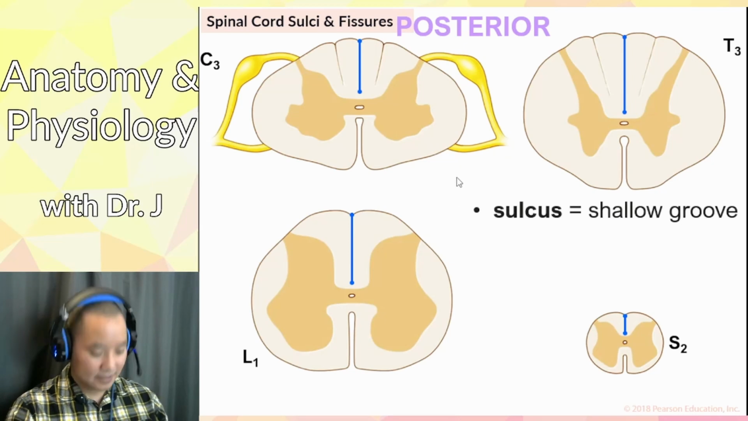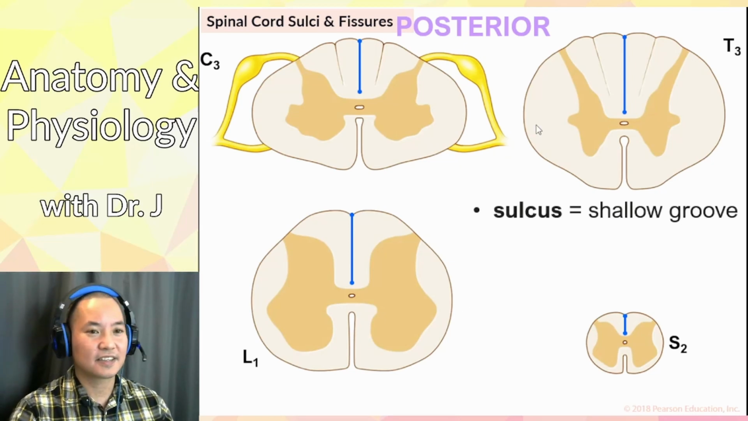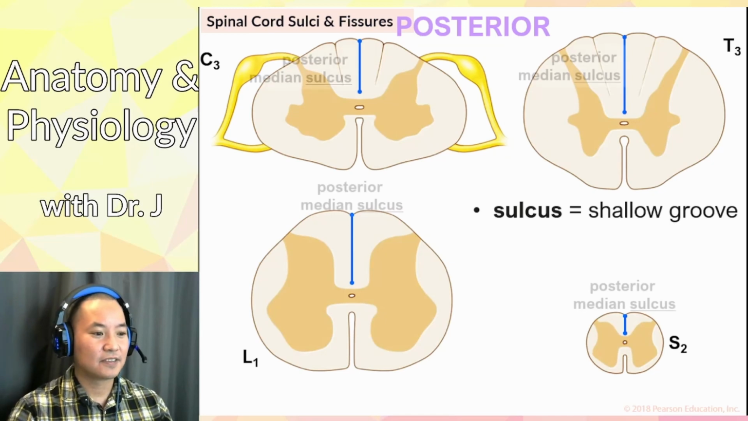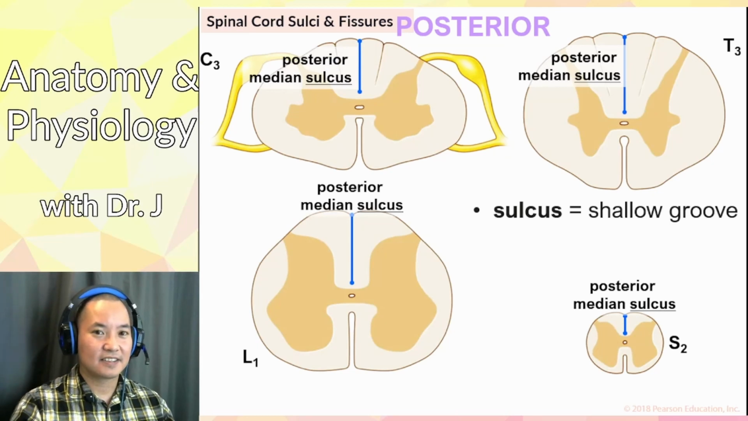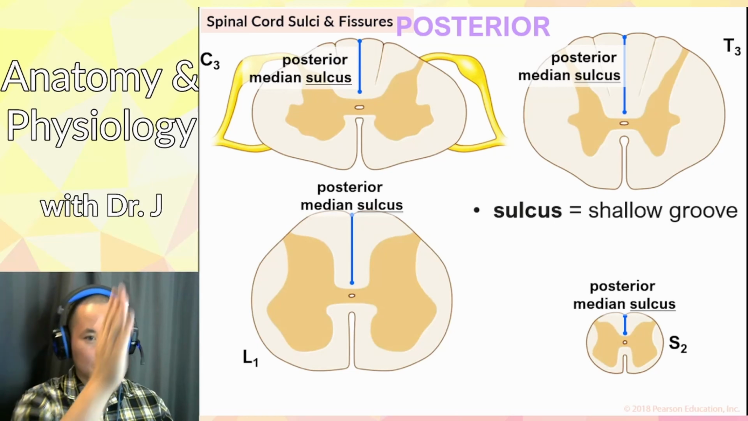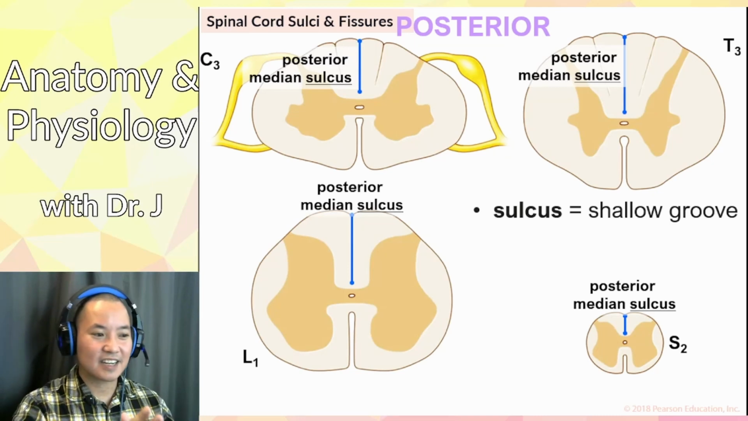So what we have here is a sulcus. A sulcus, in general, like the bone marking, is a shallow groove. And what we have is the posterior median sulcus. I love this one because it tells you exactly where it is. It's on the posterior of the spinal cord, right down the middle, and it's a shallow groove. So it's not completely solid all the way through. There is a thin line.